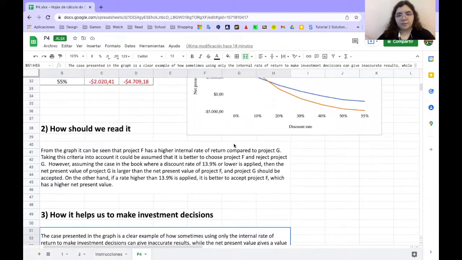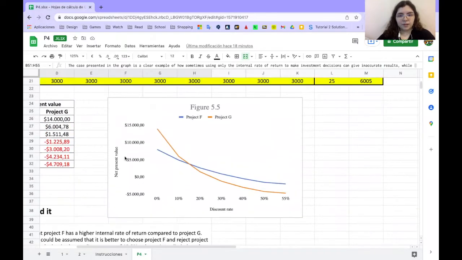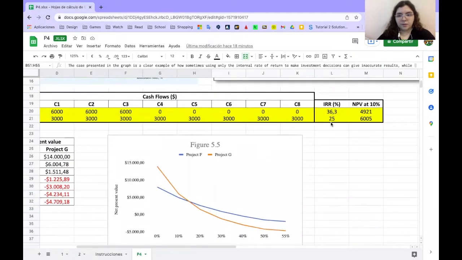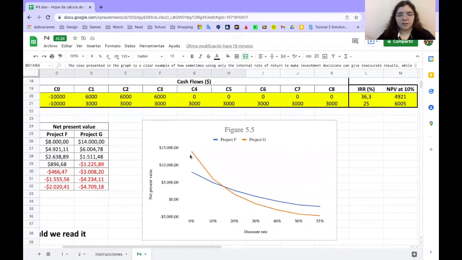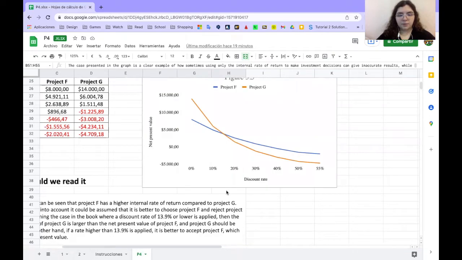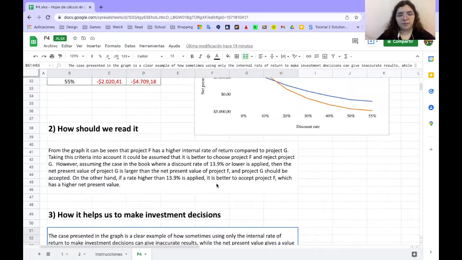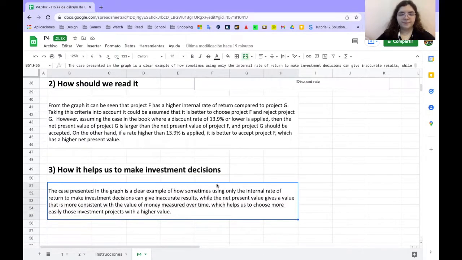Because, again, considering the internal rate of return, we choose the project F. But if we consider the net present value that again is given in this part of the graphic, then obviously we are going to choose project G considering the net present value. So sometimes it can be a little confusing using the internal rate of return. So it's better if we use the net present value.